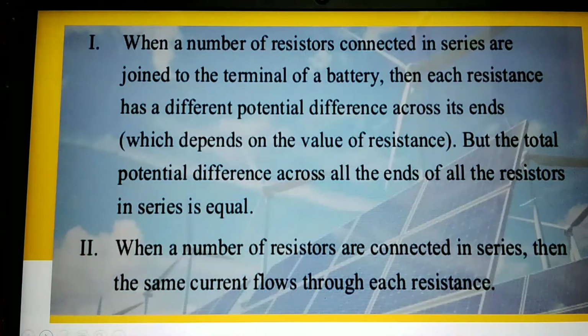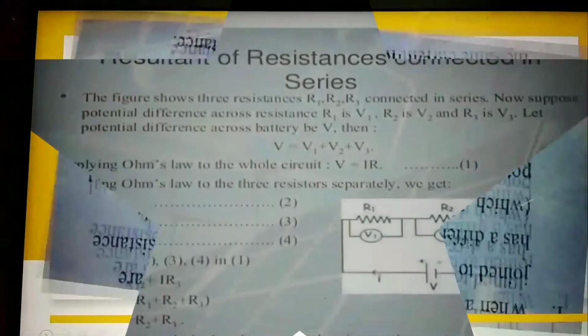So when a number of resistors connected in series are joined to the terminals of a battery, each resistance has a different potential difference across its ends, which depends upon the value of the resistance. But the total potential difference across all the resistors in series is equal to the battery voltage. When a number of resistors are connected in series, the same current flows through each resistance.